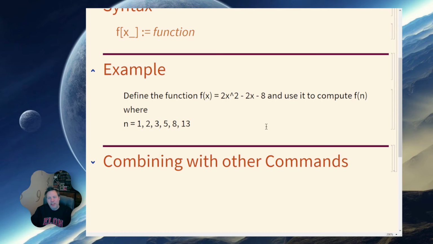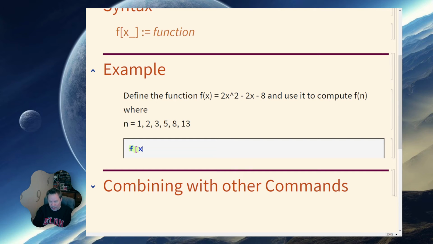I want to define a function 2x squared minus 2x minus 8. And the goal of this is I want to compute f of n where n is 1, 2, 3, 5, 8, 13. So I want to compute f of 1, f of 2, f of 3, f of 5. I want to compute all those. So could I type in 2 times 1 squared minus 2 times 1 minus 8? 2 times 2 squared minus 2. I could type that all in. It would take me a long time. But defining a function makes this very easy.